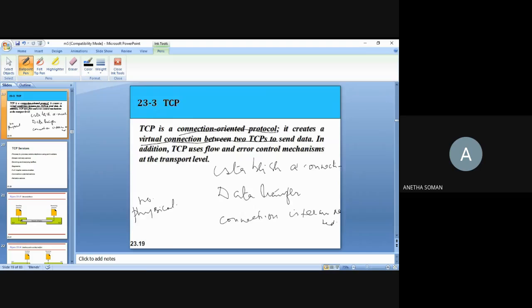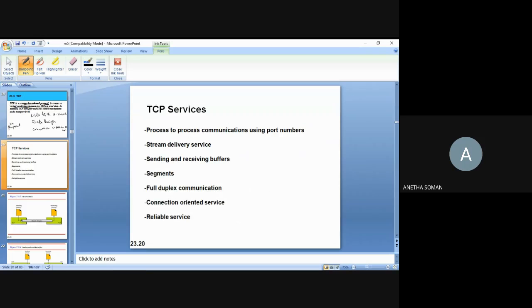Now, you have some TCP services. The first type of TCP service is process-to-process communication using port numbers. I have told you the importance of port numbers, and TCP services make use of that, right? Now, the second type of service TCP provides is the stream delivery service, or you can tell that it is a stream-oriented protocol.